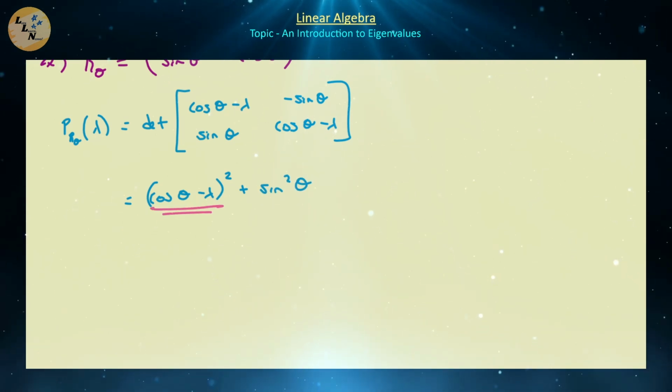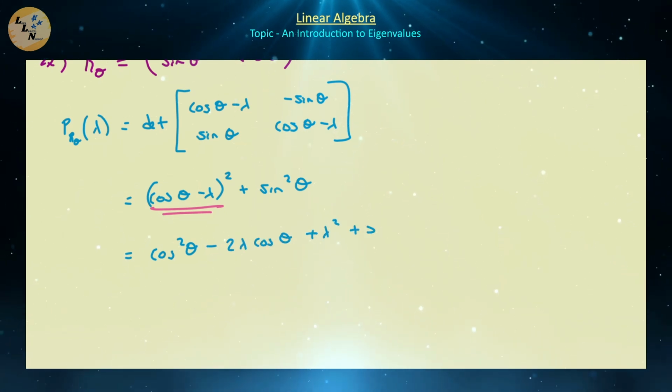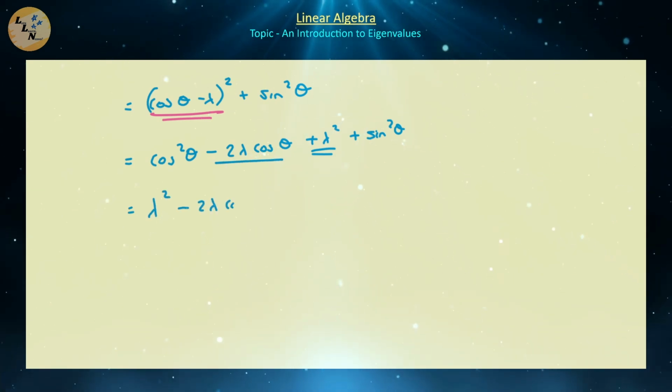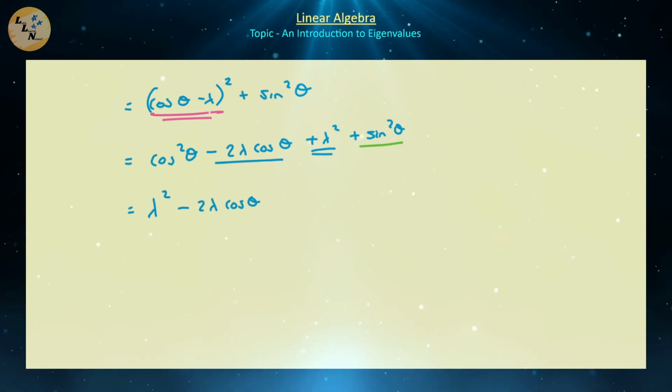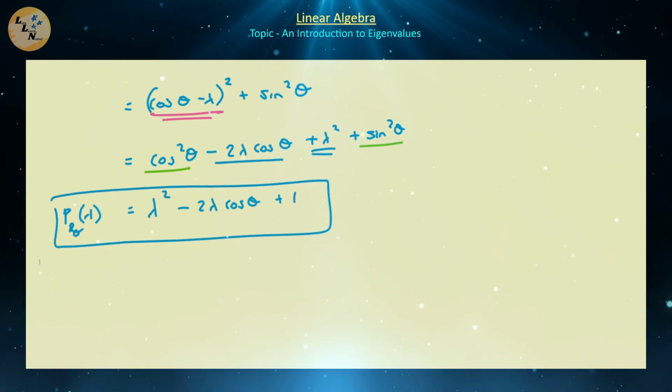Let's expand that out. So it's going to come out to cosine squared theta minus 2 lambda cosine theta plus lambda squared plus sine squared theta. So if we rearrange this, let's put our lambda squared first. So we're going to have lambda squared minus 2 lambda cosine theta, and then we have sine squared plus cosine squared. We should know from pre-calculus that that's just equal to 1. So therefore the characteristic polynomial for any rotation matrix in R2 is going to have this structure.